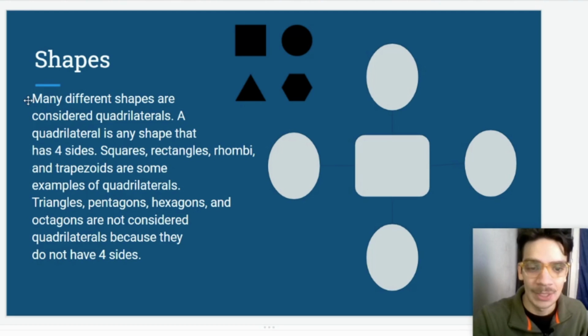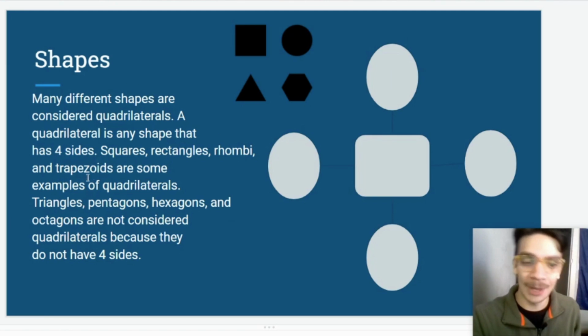Shapes. Many different shapes are considered quadrilaterals. A quadrilateral is any shape that has 4 sides. Squares, rectangles, rhombi, and trapezoids are some examples of quadrilaterals. Triangles, pentagons, hexagons, and octagons are not considered quadrilaterals because they do not have 4 sides.